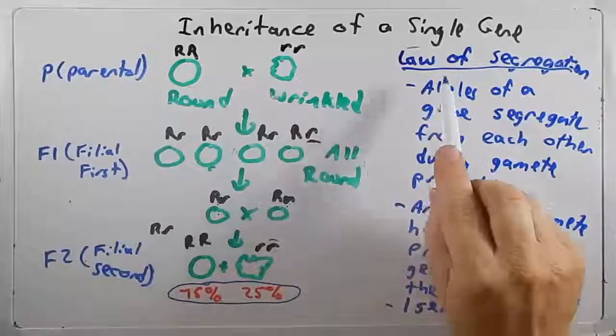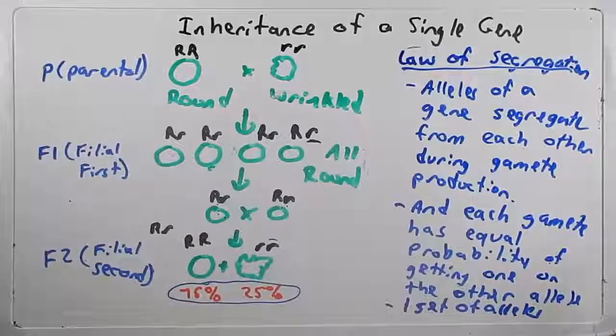When we talk about his second law, the law of independent assortment, that's going to be a law where we're talking about two sets of alleles, that is, two different genes.